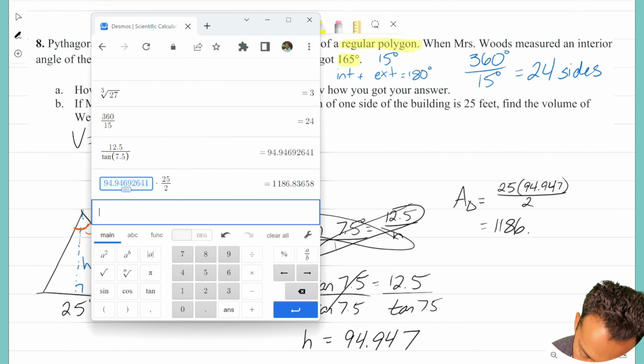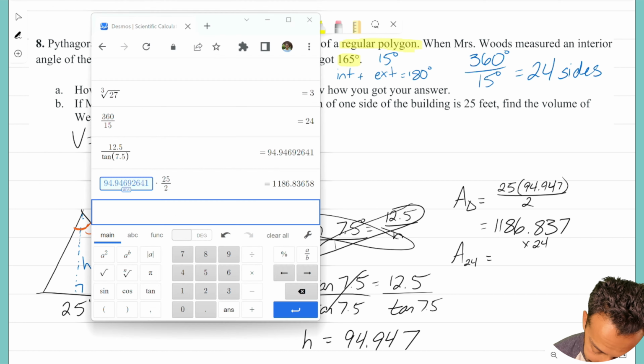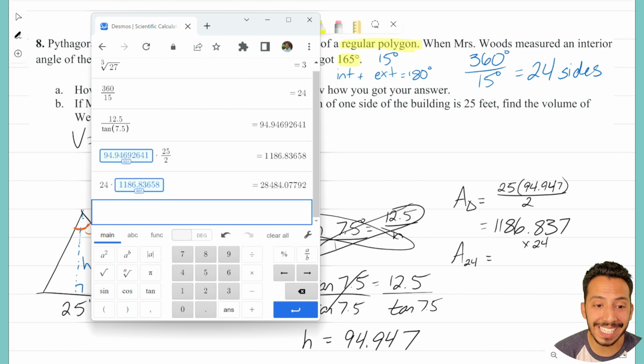I'm about to circle back. 0.93, or 83.837. So that's the area of one triangle, but I want the area of the whole 24 gon. So to get that, we need to take that number and we need to times it by 24. So let's take that guy. There are 24 of those triangles in our 24 gon. That's a big number for our area.